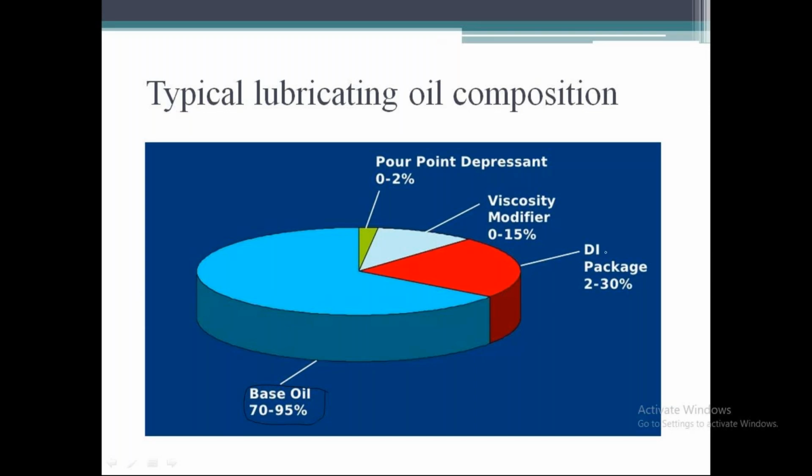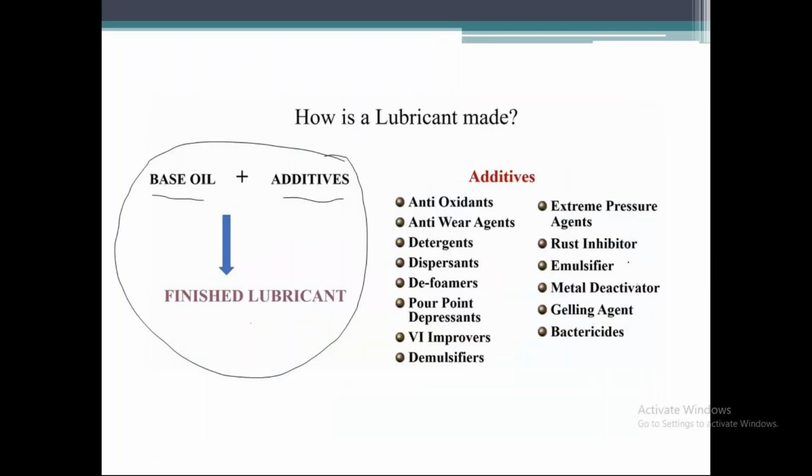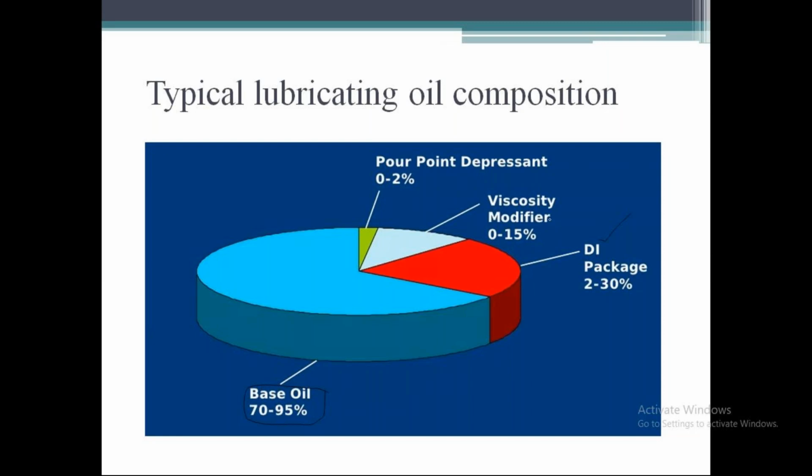Then we have this dispersion inhibitor package. This is nothing but the additives. It comes as a package which will have all the previously mentioned things. This package means many of the additives will be added to that. So that is nothing but the DI package. Viscosity modifier again is an additive, and pour point depressant also is an additive.